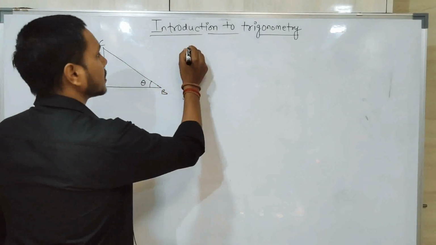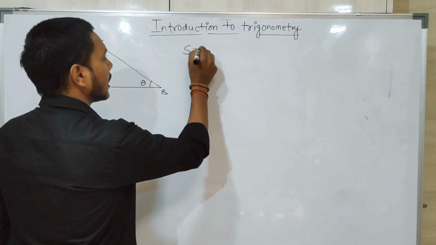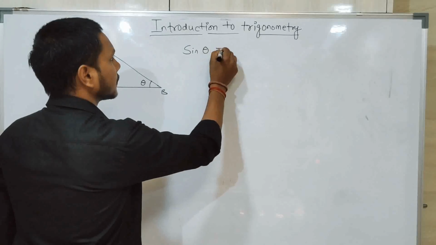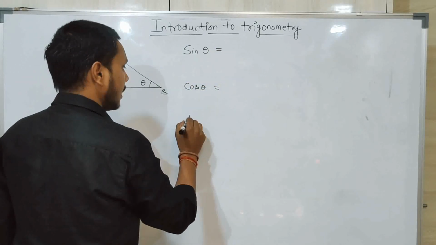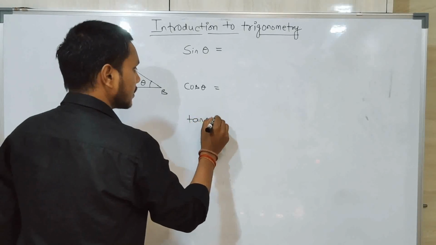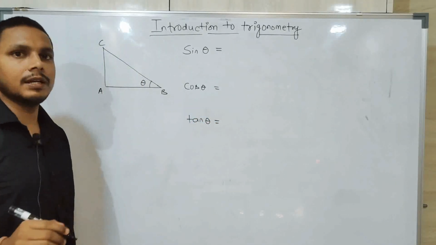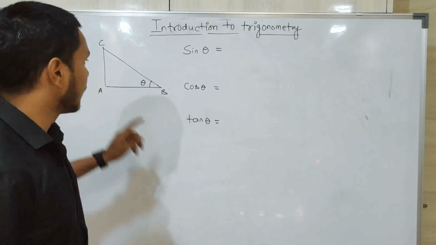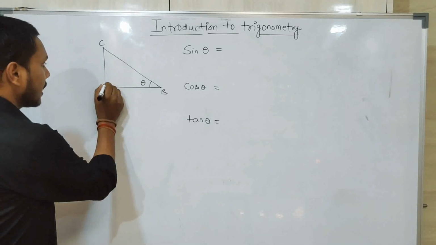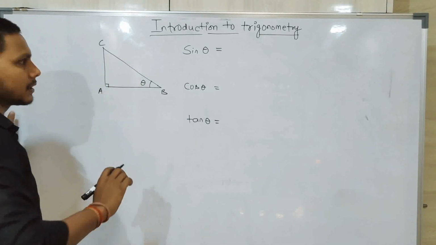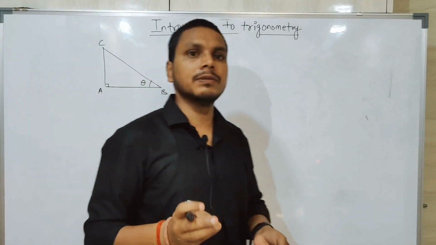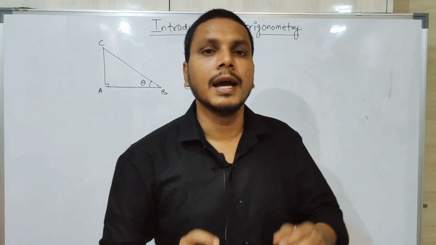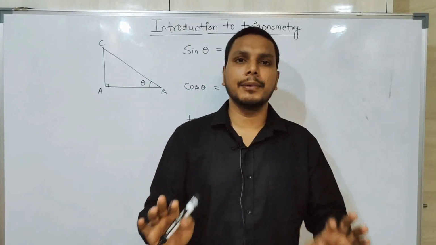So we have some special ratios: sine theta, cos theta, and tan theta. First of all, there are three sides of the right angle triangle, and there is theta. So first we define all three sides by name: which one is opposite, which one is adjacent, and which one is hypotenuse.